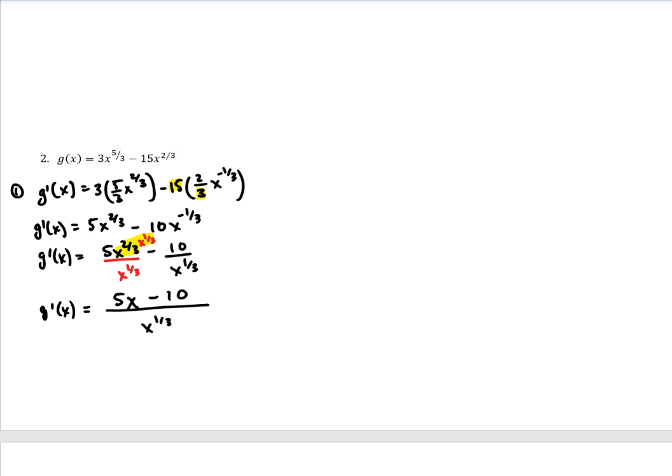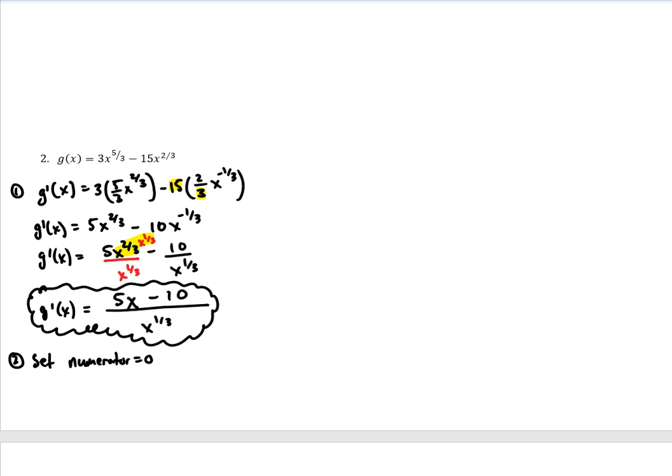Now we see we've got a fraction involved. So let me cloud this. This is our g prime of x, and then we'll continue with the process. Step 2 is to set the derivative equal to 0. But we had a special rule for this. If it's a fraction, we want to set the numerator equal to 0, and also the denominator. The numerator is 5x minus 10, set equal to 0. We can add 10 and then divide by 5, and it would give us 2.